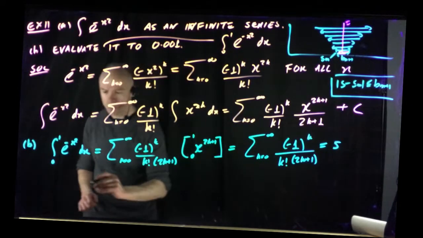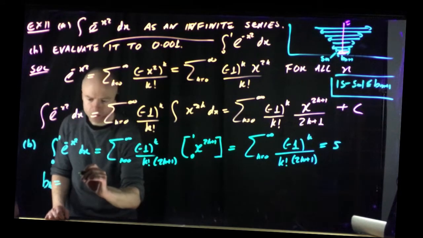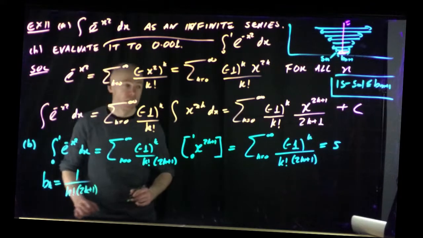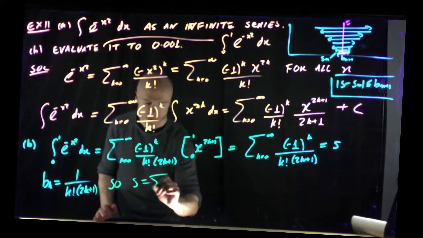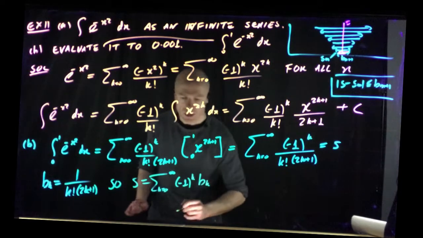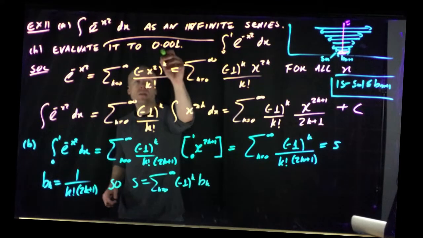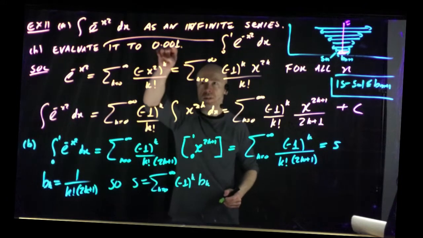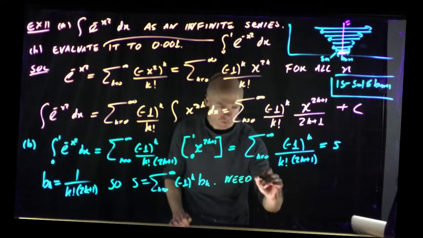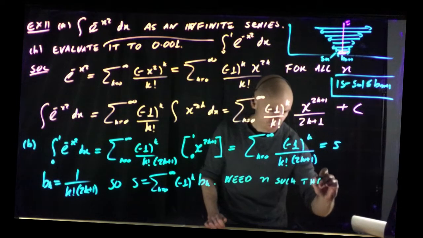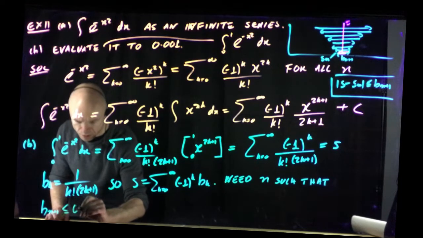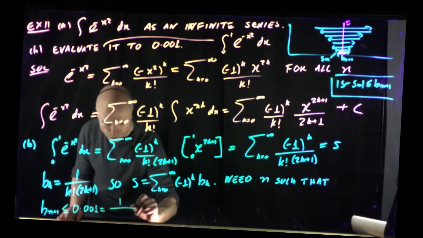So in this expression right here, we have Bk is 1 over k factorial times 2k plus 1. Then S is this sum from k equals 0 to infinity of minus 1 to the k times Bk, that's the thing we explicitly want to calculate, and we want it within 0.001. So to do that, we need n such that Bn plus 1 is less than 0.001, which is the same as 1 over 1,000.